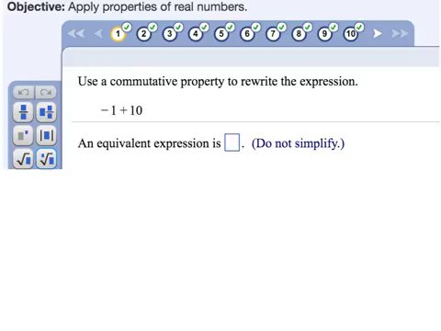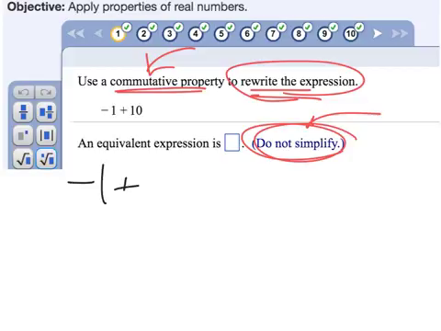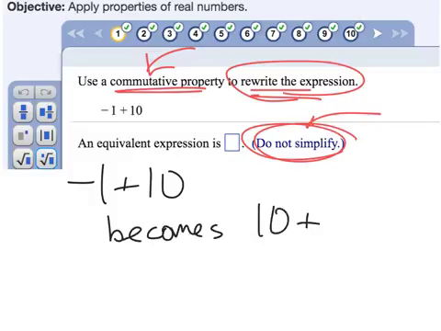So the directions say to use the commutative property to rewrite the expression. Now they don't want us to solve the problem, they just want us to rewrite the expression. So the word commutative means you can change the order around. So -1 plus 10 becomes 10 plus -1. And that's what you're going to put here in your answer.